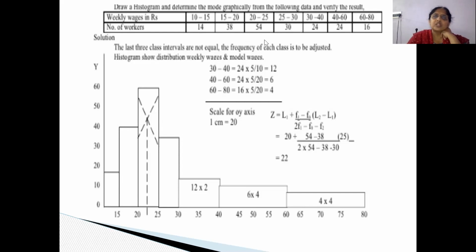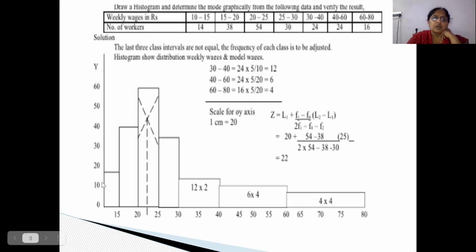Next, this is 25 to 30. So the maximum length is 30 only. So this is the point 30. Next come to 30 to 40. How many classes form? 30 to 35, 35 to 40. 2 classes. That is why it should be divided by 2. What is the width? 30 to 40, only one bar we have to draw. So 30 to 40, width of the bar is 2.